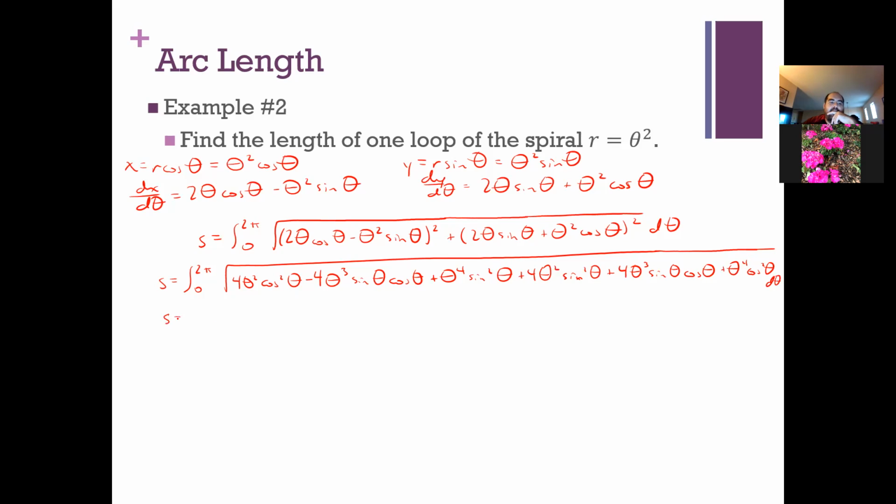Do we see anything getting more convenient? I see 4 theta squared cosine squared theta and a 4 theta squared sine squared theta. So that tells me I have 4 theta squared. Anything else work out like that? Yep. I got theta to the 4th sine squared theta, theta to the 4th cosine squared theta. And yeah, I was right. So they just totally unite with each other.